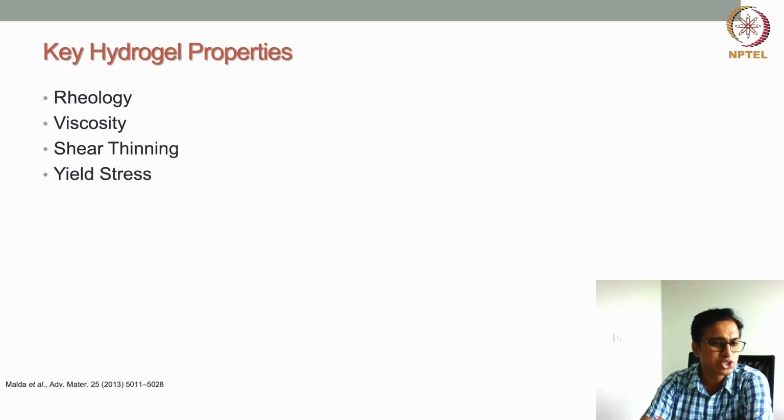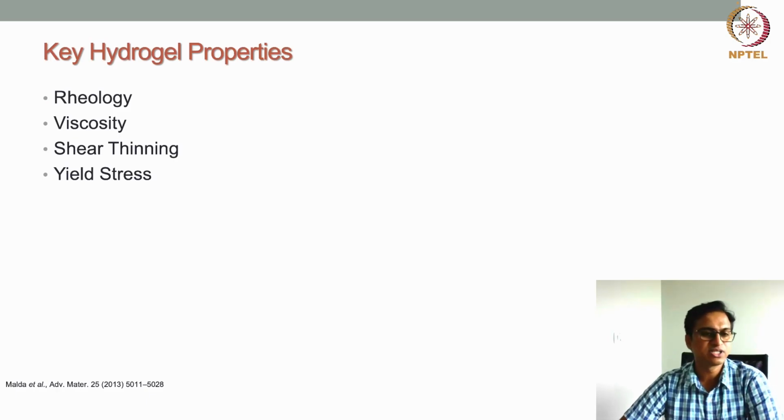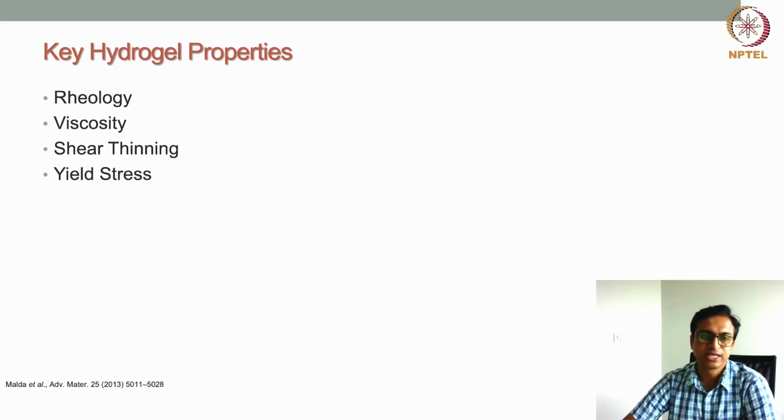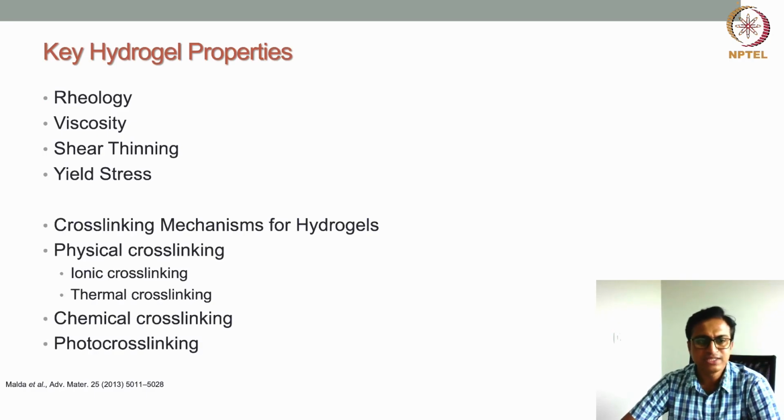So here again I have listed those properties, like the rheology, viscosity, shear thinning property, yield stress. These are very important for hydrogel material, because all these have very high influence on the printing capability, or even on the cell viability, cell functionality. All these hydrogel properties influence a lot. Another thing, as we mentioned, is the cross-linking mechanism for hydrogels, that is very important. And in the later slides, we'll discuss each of these things in great detail.